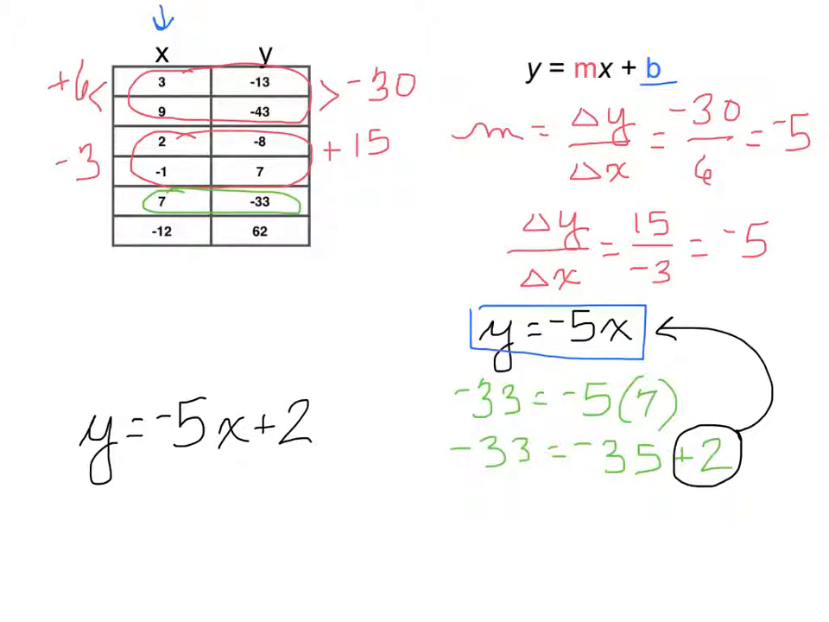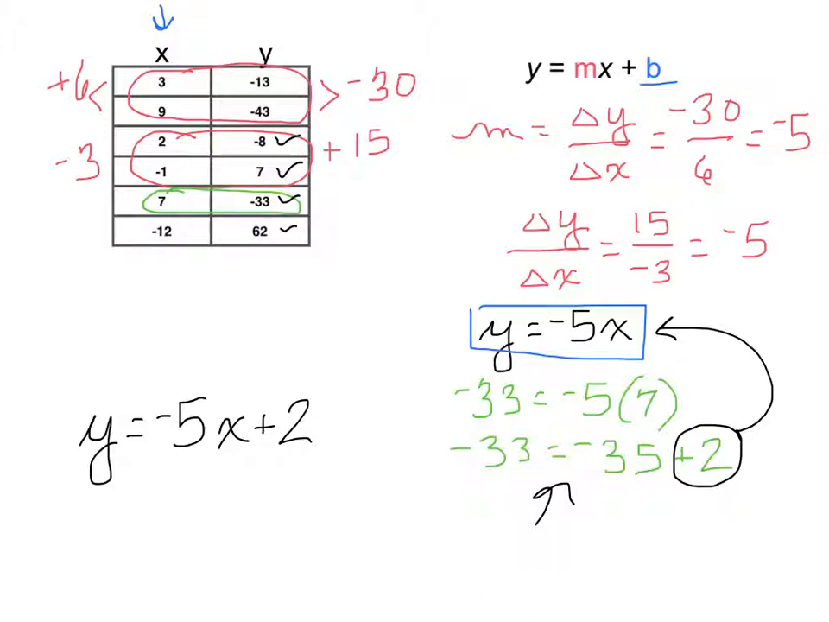And if you go through and you check it, for every ordered pair, it will work in the table. -5 times 2 is -10. -10 plus 2 gives you a -8. So we know that that ordered pair works. -5 times -1 is +5, and +5 plus 2 is 7. It works for that one. We checked it with this one when we did this work here. Let's try the last ordered pair. -5 times -12 is a +60. 60 plus 2 gives us 62.